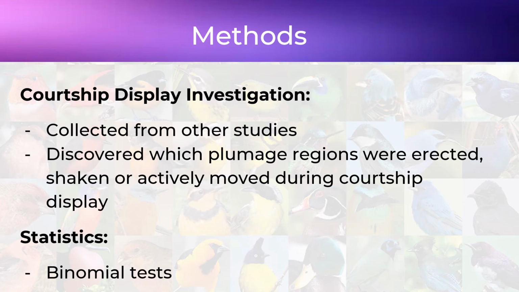In order to figure out if UV reflective plumage plays a role in sexual signaling, they looked at the correlation of UV reflective plumage with plumage areas used in courtship displays. The researchers gathered information from other studies about the specifics of how each different bird species behaved during courtship display, specifically which feathers they showed off to their potential mate. The significance of the correlation between courtship display plumage and UV reflective plumage was determined by binomial tests.